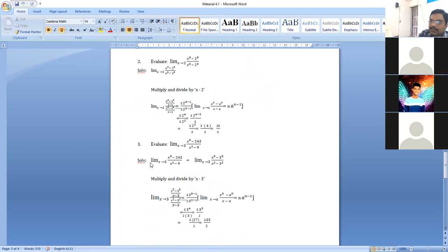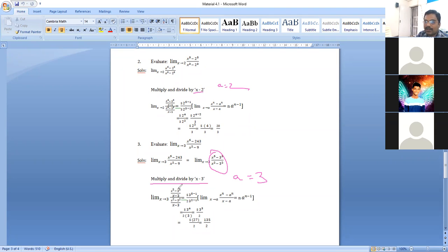Next, evaluate, a similar sum. Evaluate limit x tends to 3, x power 5 minus 243 by x square minus 9. So here again same steps. Since there is no x minus 3 in the numerator and also denominator, what you have to do is multiply and divide by x minus 3. In the previous case, a value was 2, that is why I multiplied and divided by x minus 2. In this case, a is 3, that's why I have to multiply and divide by x minus 3.